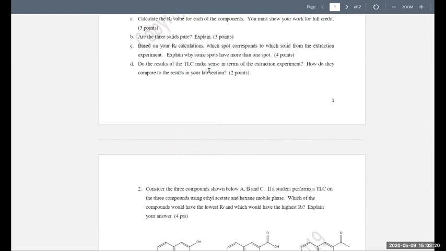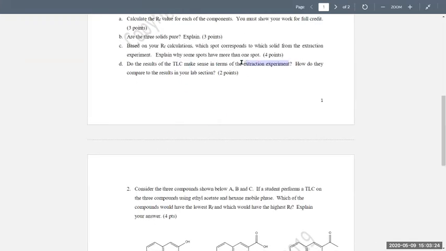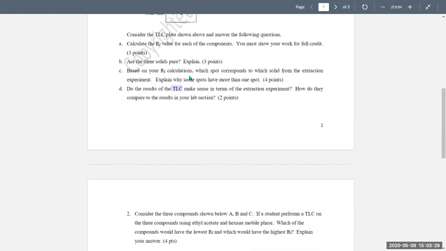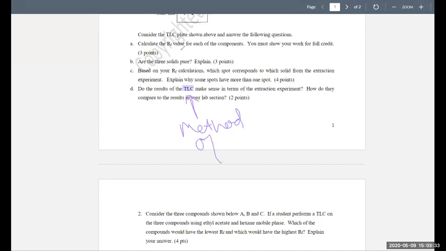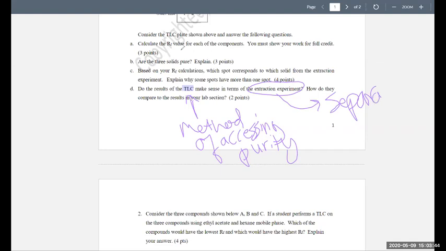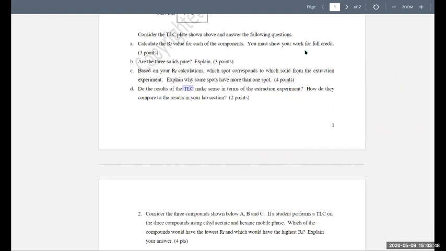Does the TLC make sense? Blah blah blah. So just be able to explain TLC as a method. This is a method of assessing purity. That's the tricky part of TLC. So it's assessing purity here. It's not the separation principle. This is the principle of separation. So that's what you want to pay attention to.